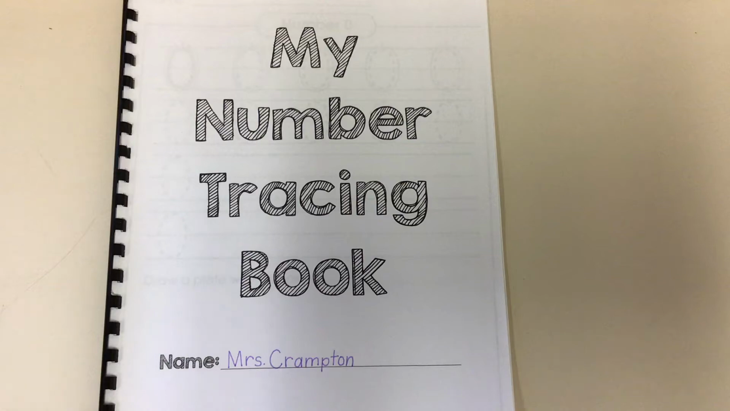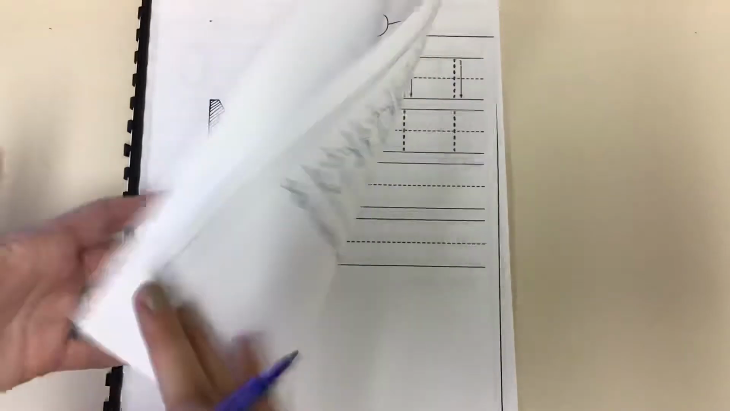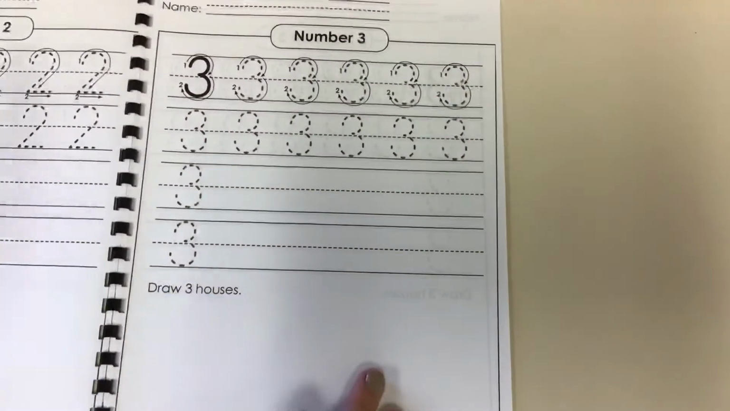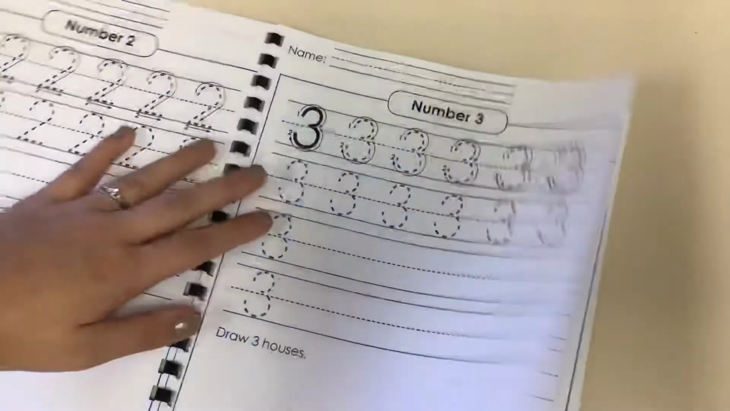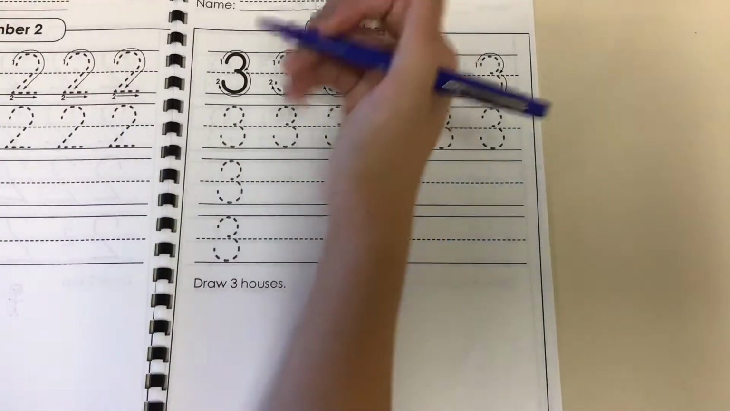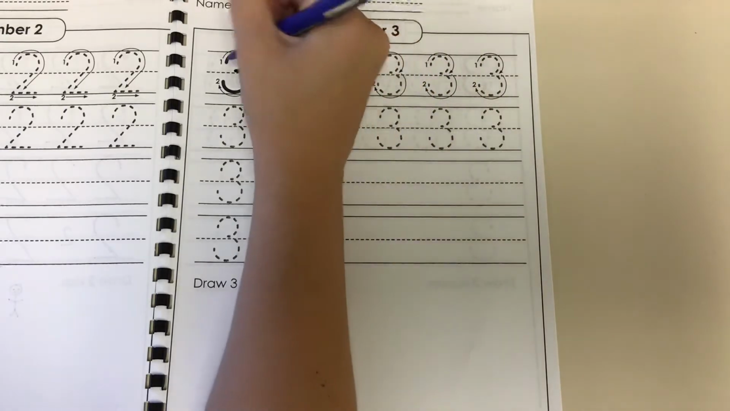Hey learners, so today you need to grab your number tracing book and we're going to flip until we see number three. We're going to do the front side of number three, not the back side, just the front. So when we write number three, just like our other numbers, we're going to sing a song.